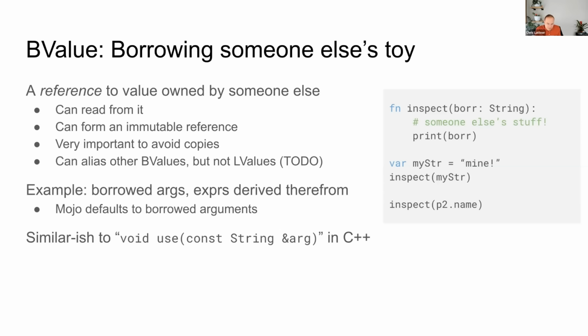Now, this isn't rocket science either, right? In C++, we have this as const references. And so I think you've seen similar things like this before. But again, getting this right is really key.